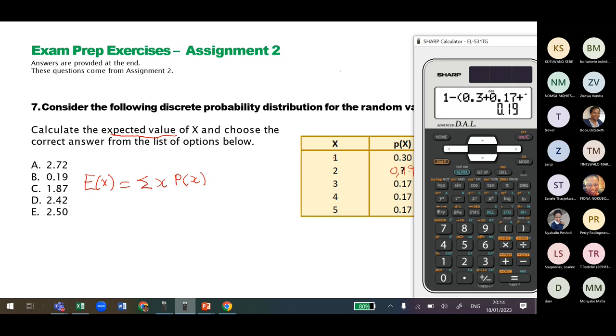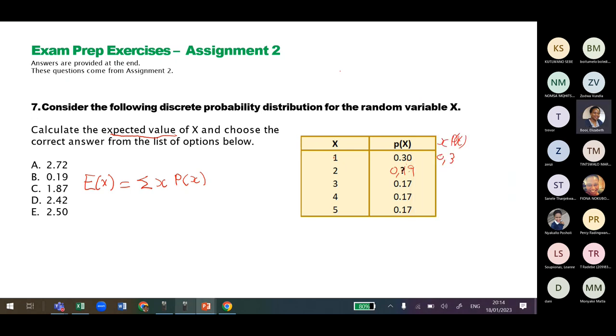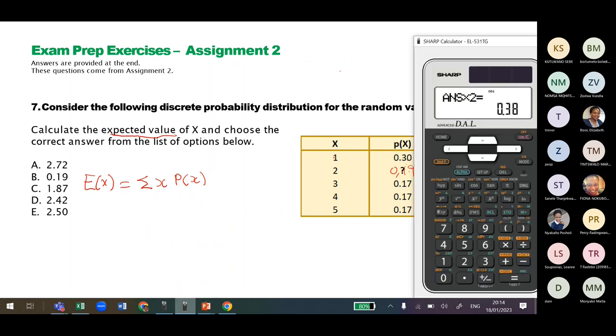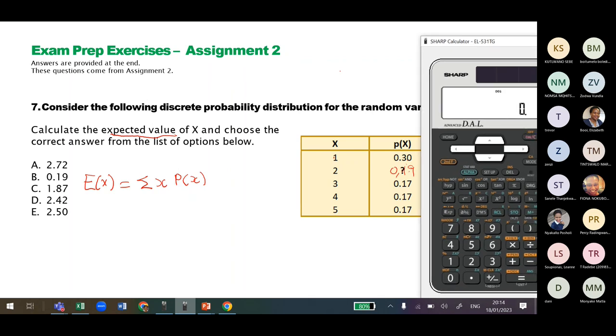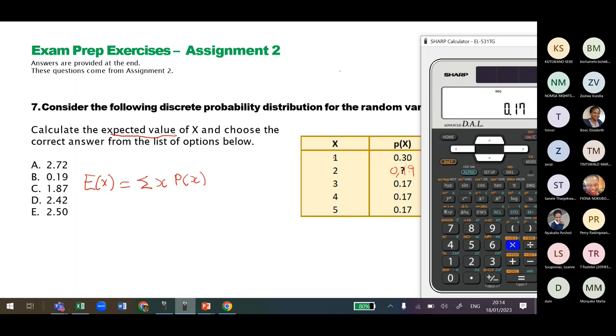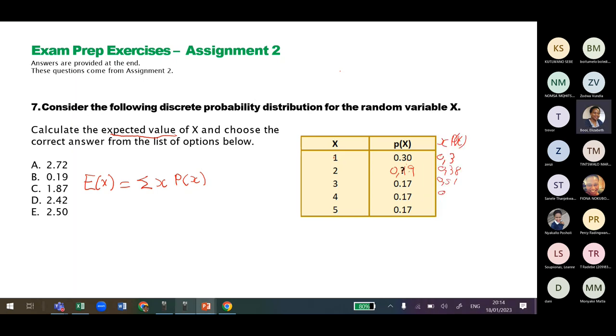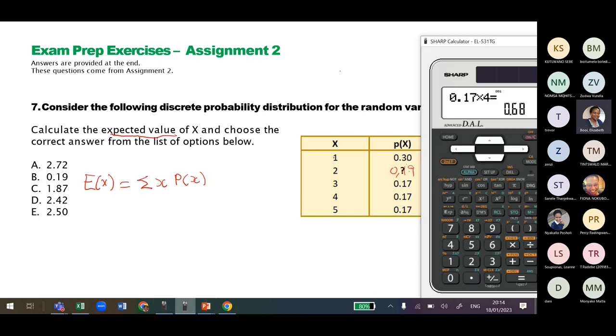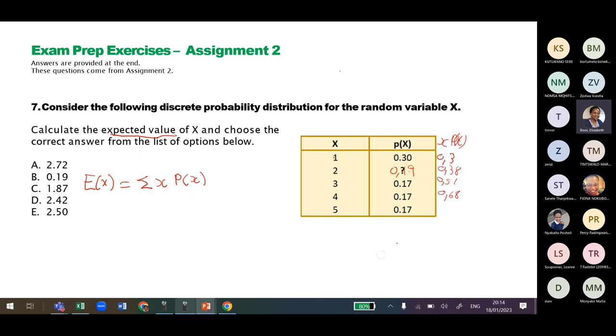And now, multiply by 2 is 0.38. You can do it that way. And the next one, multiply by 3 is 0.51. And the next one, 0.17, multiply by 4 is 0.68. And the next one, 0.17, multiply by 5 is 0.85. If you add all of them, that will be your total, your summation, and that will give you the answer.